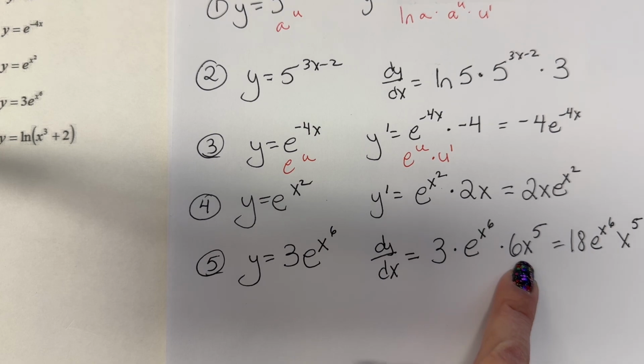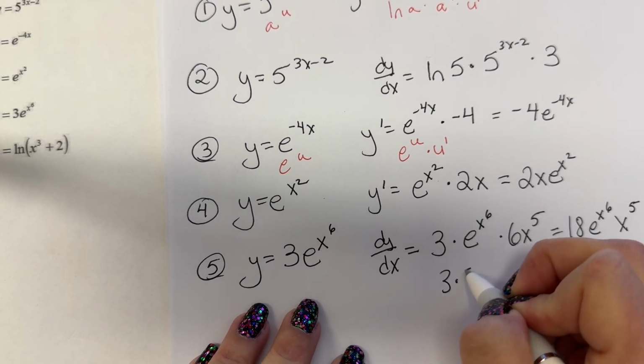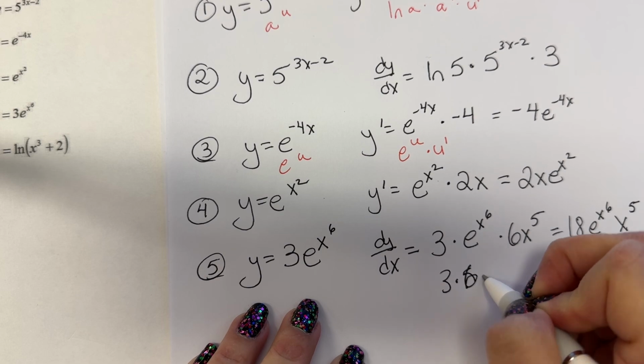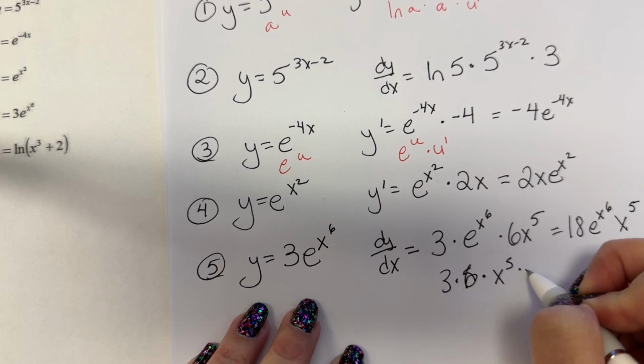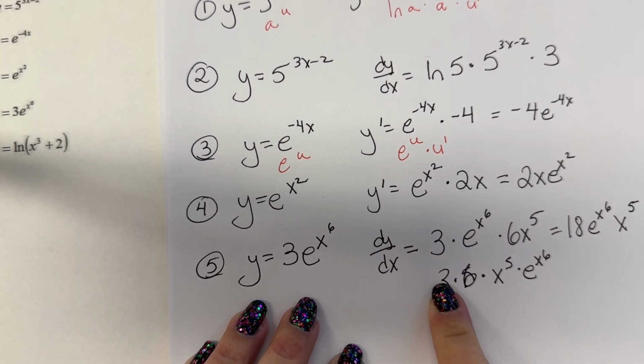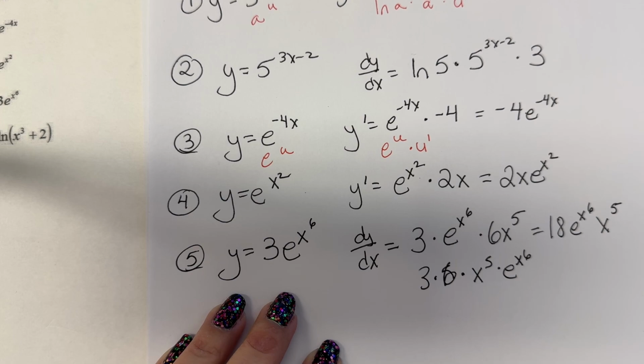If it's bothering you that the 6 was then separated from the x to the 5th, you can think of it like this. All 4 pieces are part of the product and multiplied together, which is why we can combine the 3 and the 6.